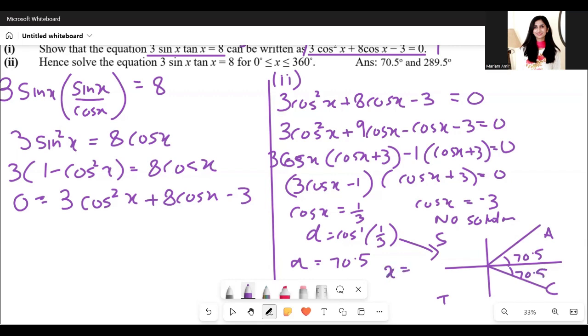One is x = 70.5 and the other one would be x = 360 minus 70.5 to find this angle. 360 minus 70.5 would be 289.5. So this is the final answer.